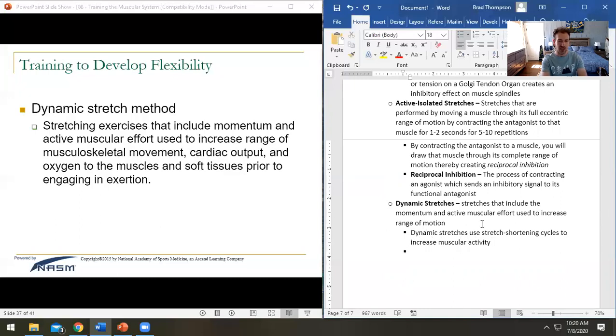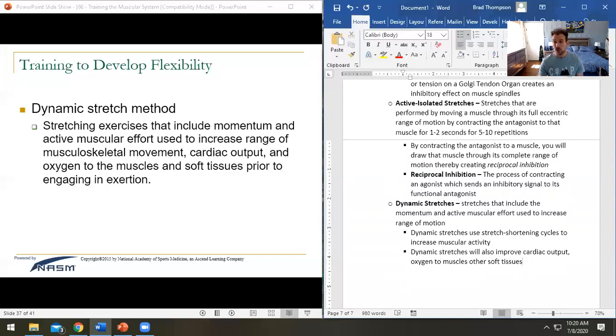You will also see that dynamic stretches will improve cardiac output, oxygen to muscles, and other soft tissues. So what's nice about this is dynamic stretches tend to get your heart rate up. They tend to provide a lot of blood flow to the area. They tend to really warm the body up.